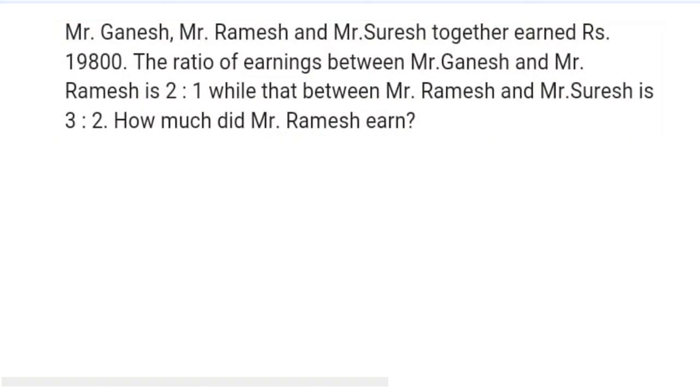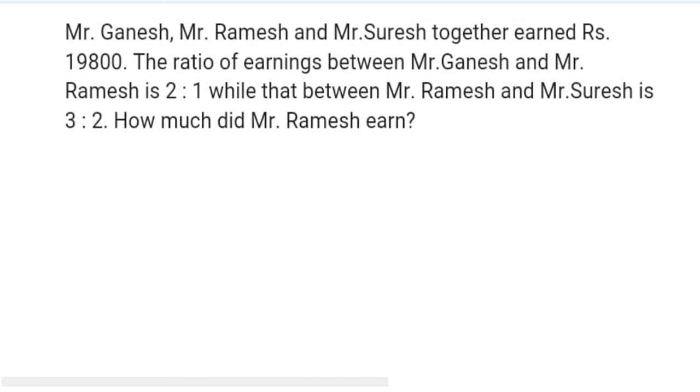Well, here the question says Mr. Ganesh, Ramesh, and Suresh together, all of them earn 1,98,000, right? And the ratio of earnings between Mr. Ganesh and Mr. Ramesh is 2:1, while between Mr. Ramesh and Mr. Suresh it is 3:2. So, how much did Mr. Ramesh earn? Here it is simple.